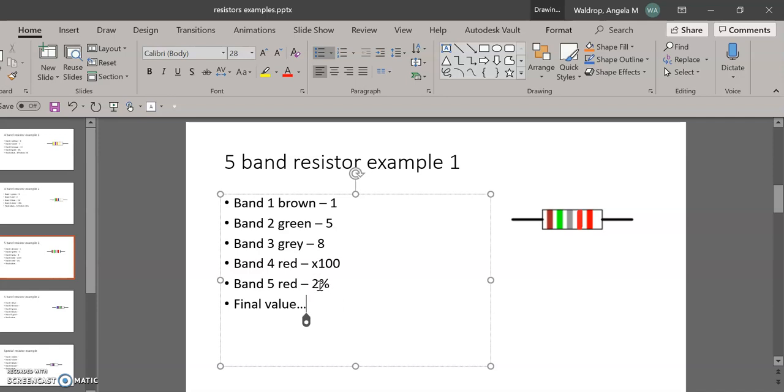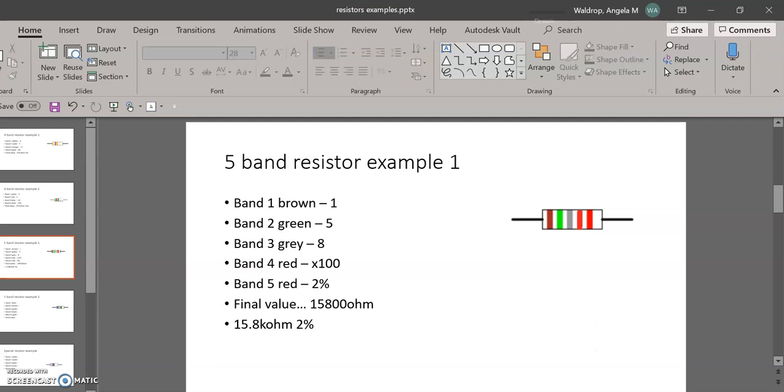So if we look at our numbers, I've got 15,800 ohms. I can also write 15.8 kilo ohms because it's the same thing. You can write that a couple different ways. And then we have plus or minus 2%. So that's the first 5-band resistor example.